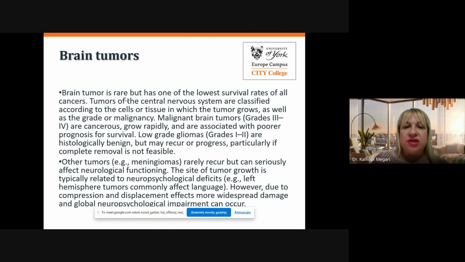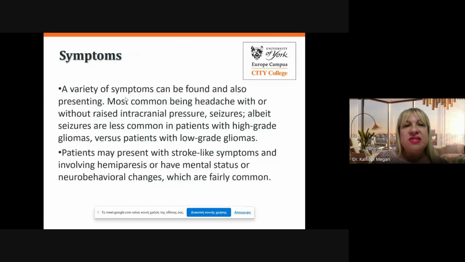Other tumors, for example, meningiomas, rarely recur but can seriously affect neurological and neuropsychological functioning. The site of tumor growth is typically related to neuropsychological deficits. For example, if the tumors are located at the left hemisphere, commonly the language is affected. However, due to compression and displacement effects, more widespread damage and global neuropsychological impairment can occur. Now, the symptoms that the patients experience.